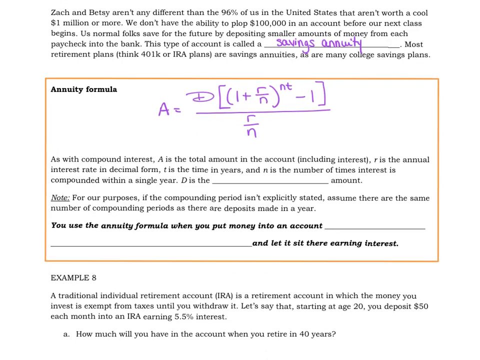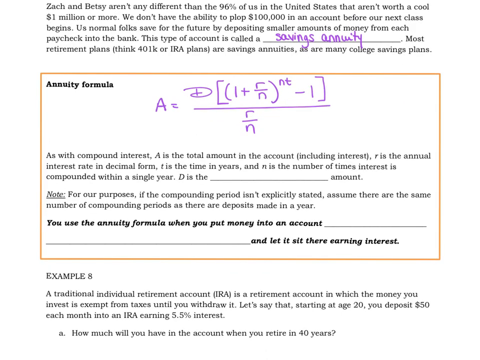So just like with compound interest, the A is the total amount in the account. That does include interest. R is the annual interest rate, T is time in years, and N is the number of times your interest is compounded within a year. D is your new one. This is the regular deposit amount. Now notice it says a regular deposit amount. So when do you use this formula? You use the annuity formula when you put money into an account on a regular basis.